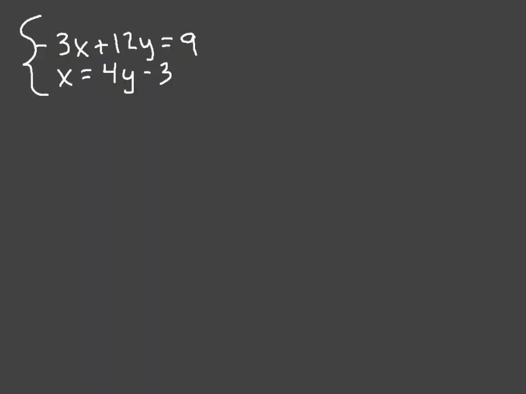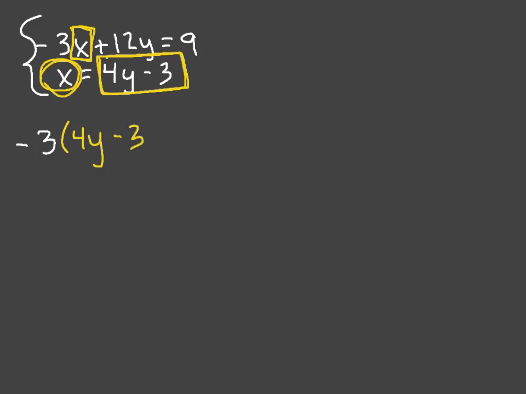Let's look at just one more example. If you remember from the previous example, we need to find a letter that is all by itself. This time, it's x equals. So in the other equation, I'm going to replace the x, or substitute it. I'm going to take that x out and replace it with the expression from the bottom equation. The top problem was negative 3, but remember, we're going to take that x out and replace it with the expression from the bottom problem. And then the plus 12y and the 9 stay there.